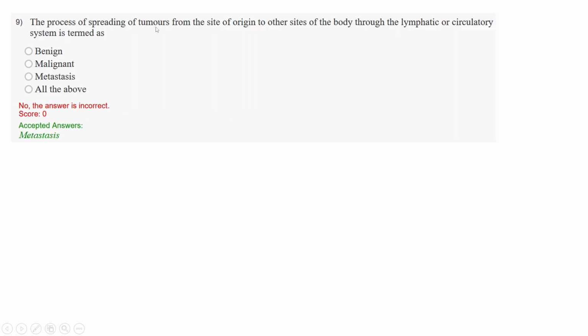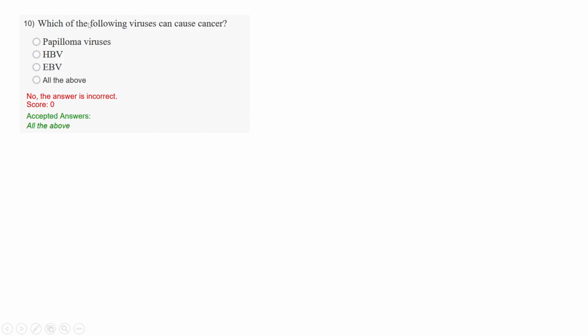The process of spreading of tumors from the site of origin to other sites of the body through the lymphatic and circulatory system is termed as metastasis. Metastasis is generally the cancer cell migration from one organ to another tissue or organ, so it's called metastasis.